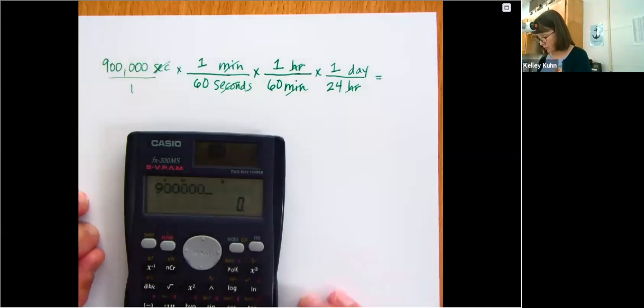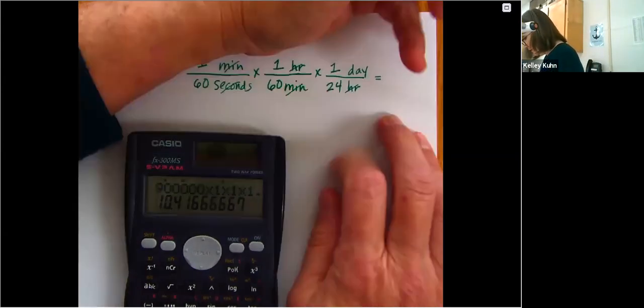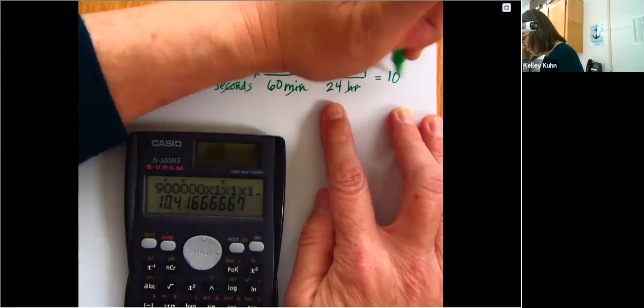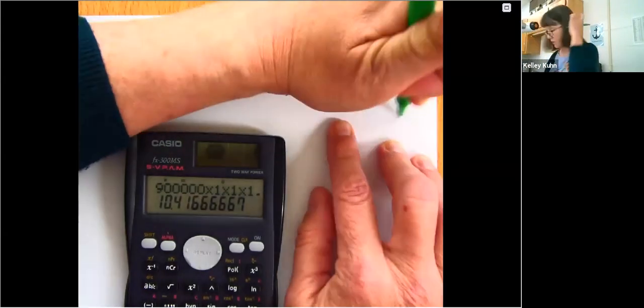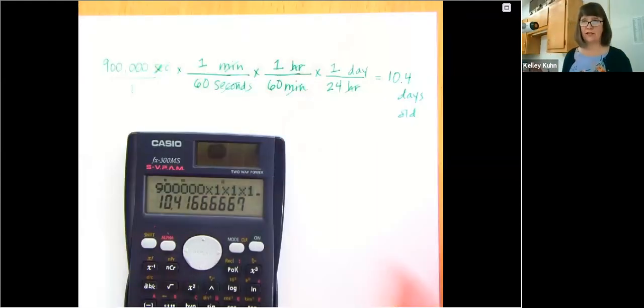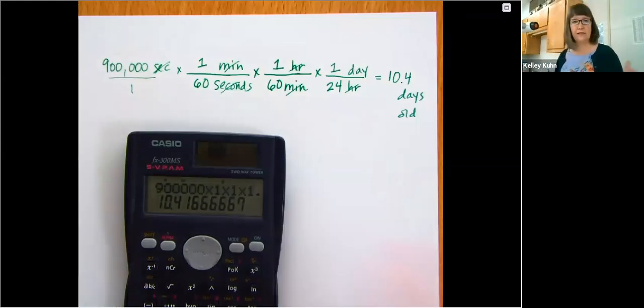I'm going to multiply it by 1 times 1 times 1, and then divide by 60, divide by 60, divide by 24. And so what I find out is that this baby is 10.4 days old. Not very old at all. 900,000 seconds sounds like a lot, but it's not, is it? And that's how you do dimensional analysis. Now I've done it with something familiar, which is seconds.